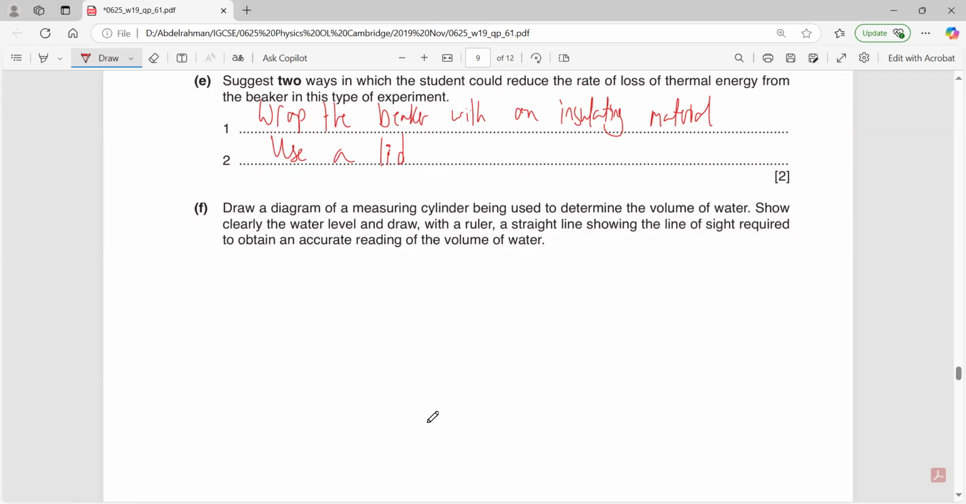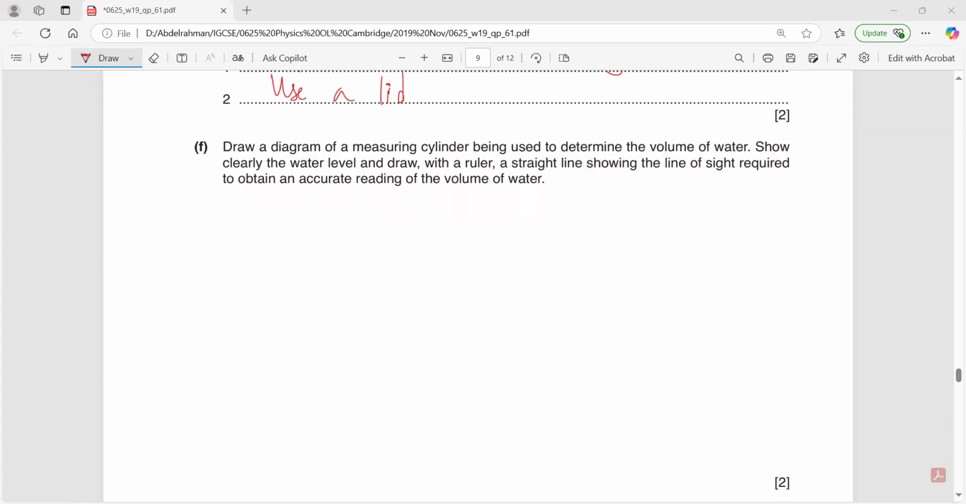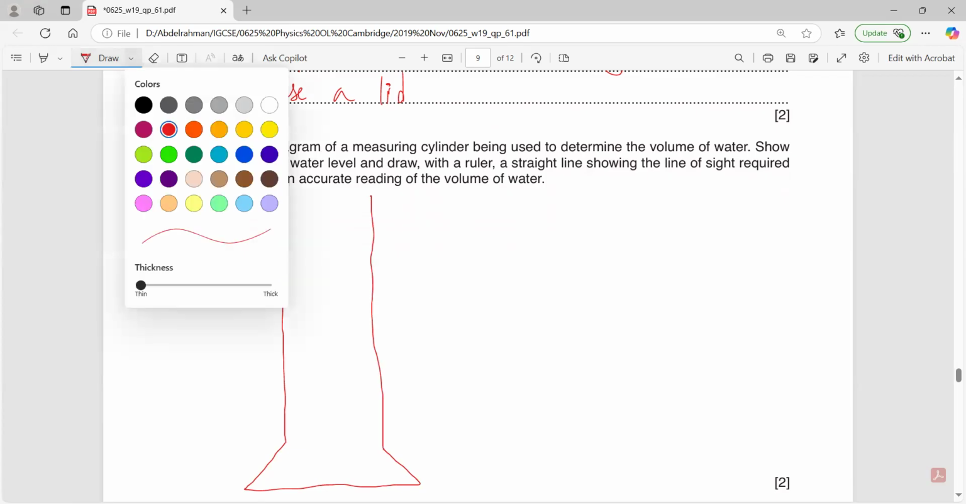Can I draw the diagram? Can I draw a diagram of a measuring cylinder and show how I can take the reading clearly? Yes, I can do that. Let's do it. You should draw a measuring cylinder. You don't need to be very accurate. This is somewhat a measuring cylinder.